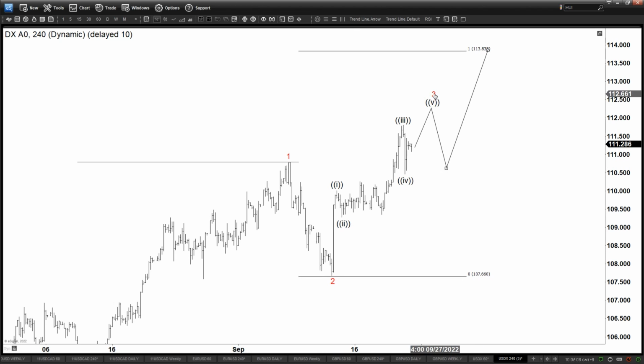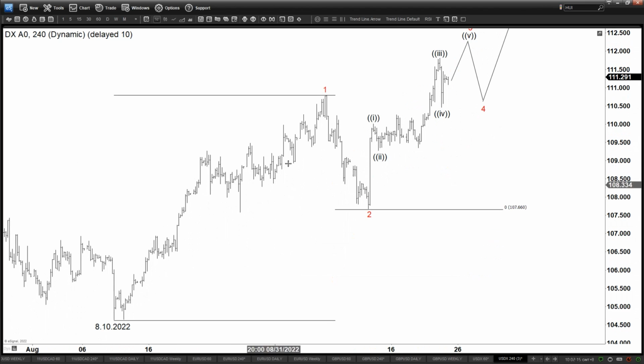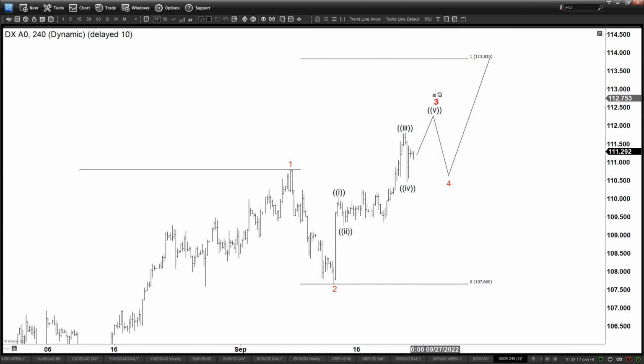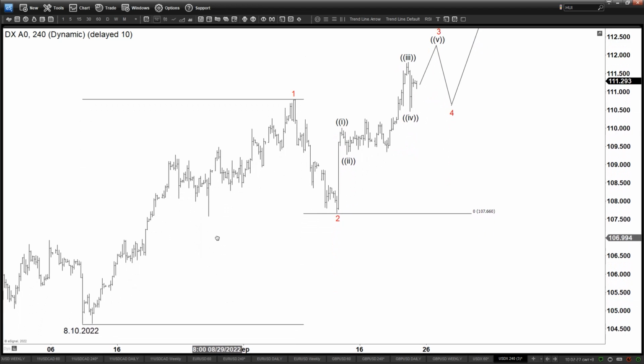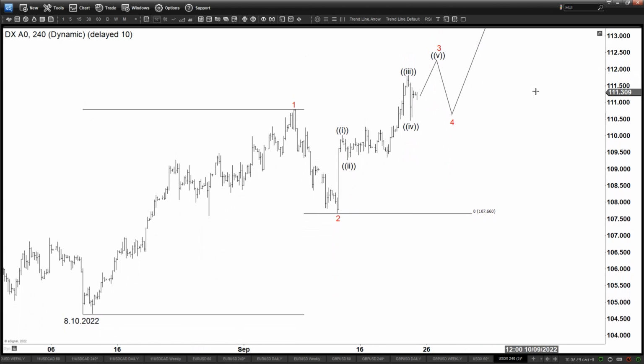Maybe the entire 5 waves is only going to end at the 100% of the 1 and 2, which is possible, right? As long as your wave 3 is not the shortest wave, and in this case wave 5 is shorter than wave 3, then technically there is no rule being violated here. Okay, so that's the idea here.